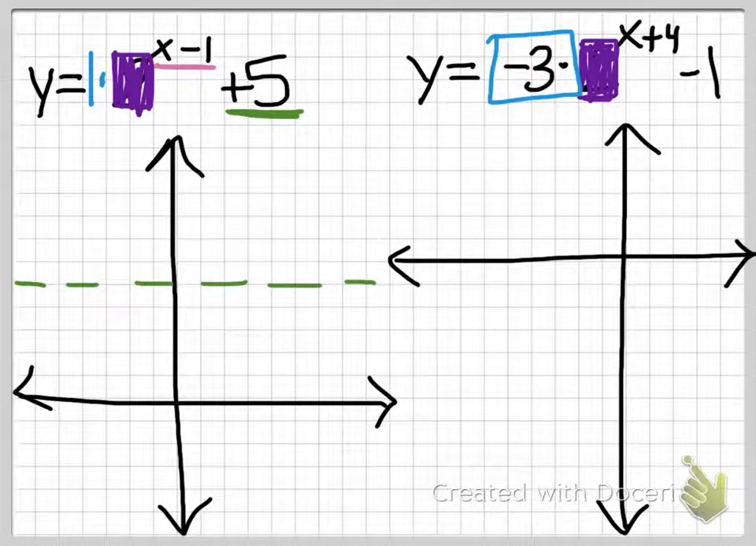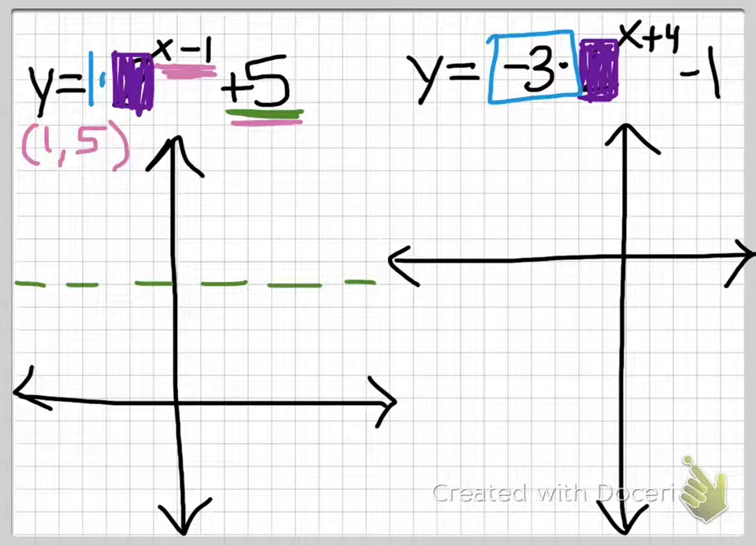Now, if I go to the place where I would think my locator point would be, based on everything we've learned about parent graphs, I would think it would be at 1, 5. I'm going to write down 1, 5. That is not actually the locator point, so I will take that away later. But it at least gives us a starting point. So if I go to 1, 5, I'm right here. I am not allowed to have a point on the asymptote, so I have to move that.